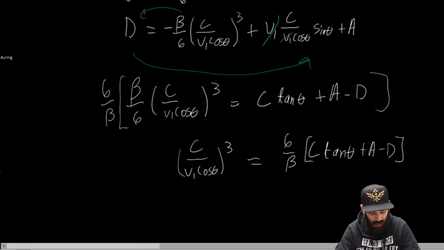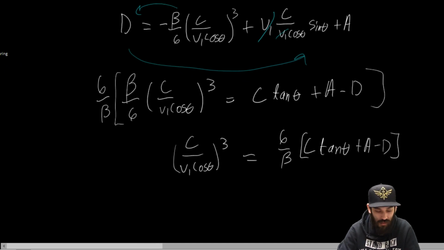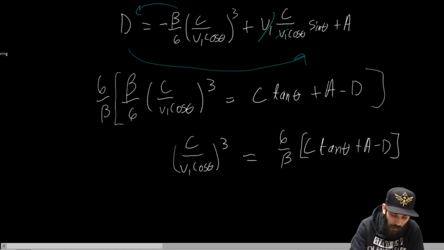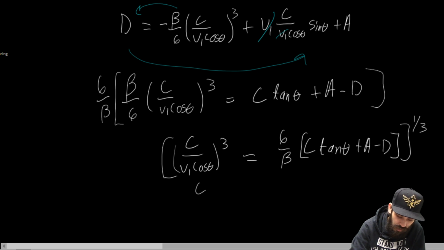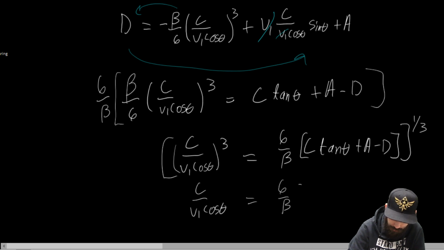Okay? Now, the next thing that we can do to get rid of this cube is to take the cube root of both sides. So both sides of the equation, 1/3 power, gone. So this is going to be c over v1 cosine of theta is equal to 6 over beta c tangent of theta plus A minus D, and the whole thing to the 1/3 power.